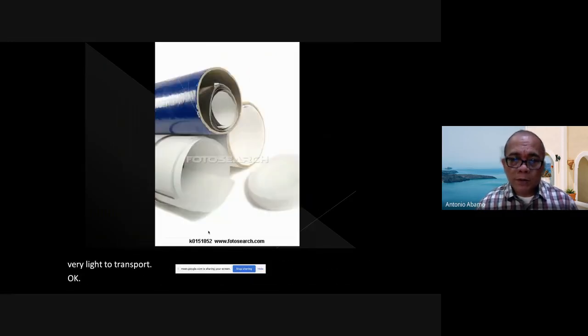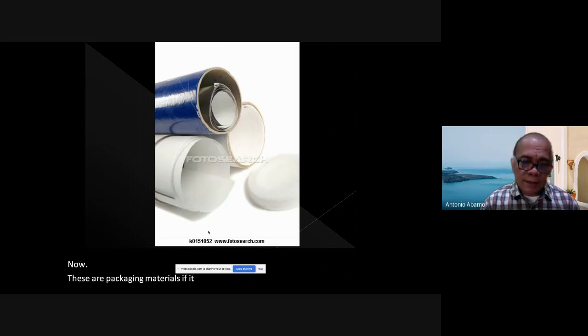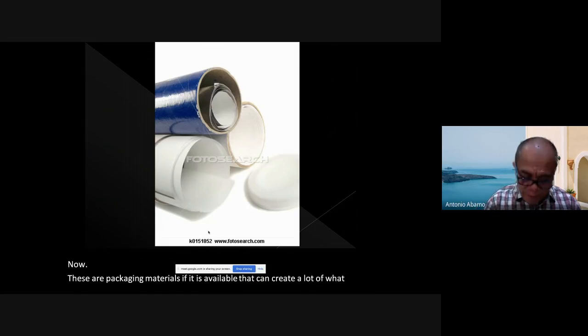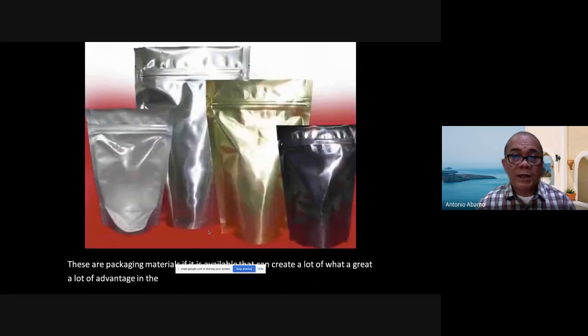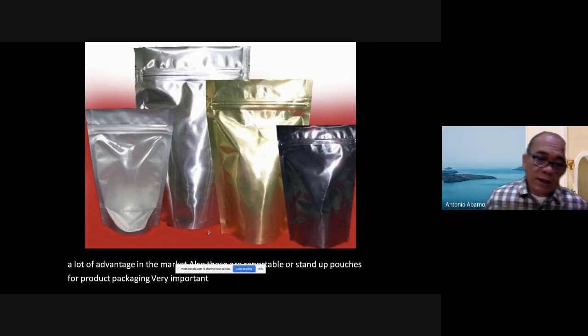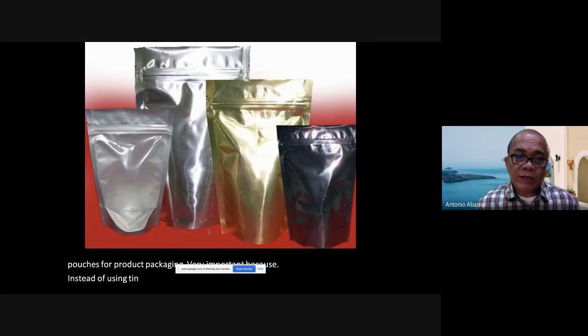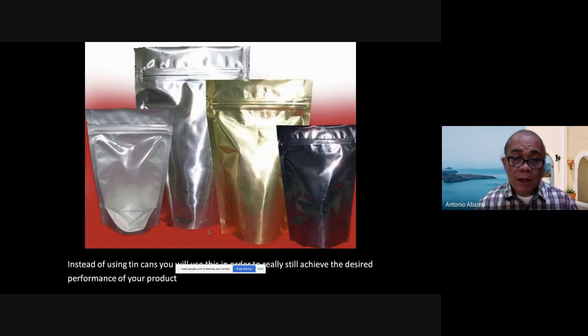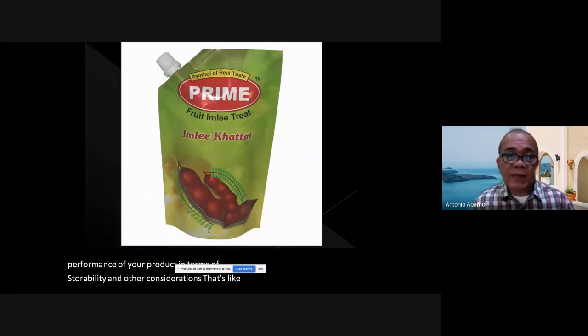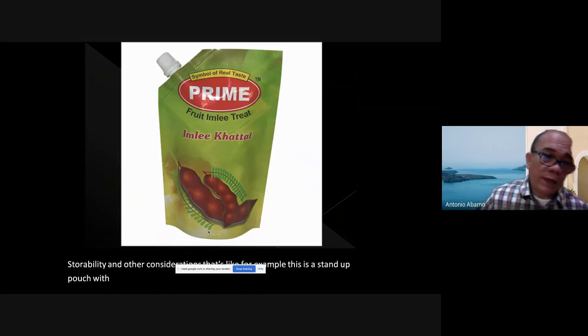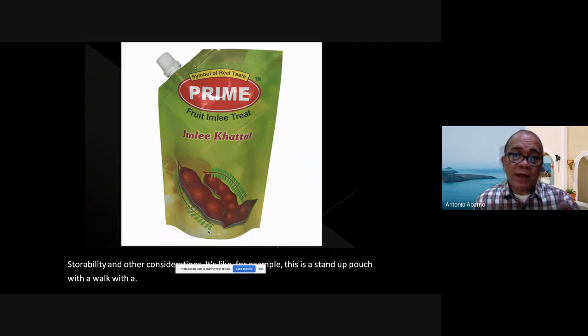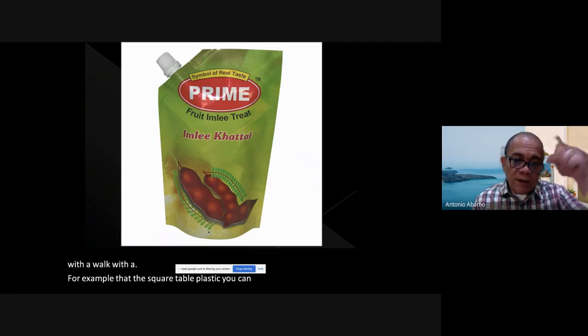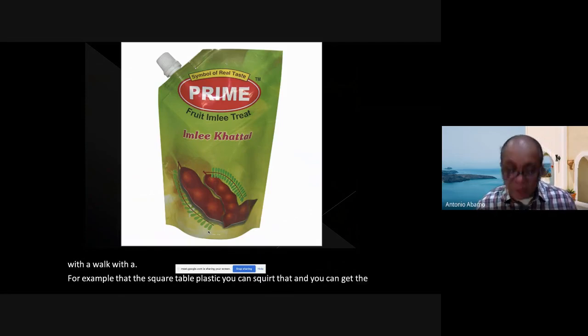Okay. Now, these are packaging materials. If it is available, that can create a lot of advantage in the market also. Okay. These are retortable or stand-up pouches for product packaging. Very important, because instead of using tin cans, you will use this in order to still achieve the desired performance of your product in terms of storability and other considerations. Just like, for example, this is a stand-up pouch, the squirtable plastic. You can squirt that and you can get the material inside a particular container.